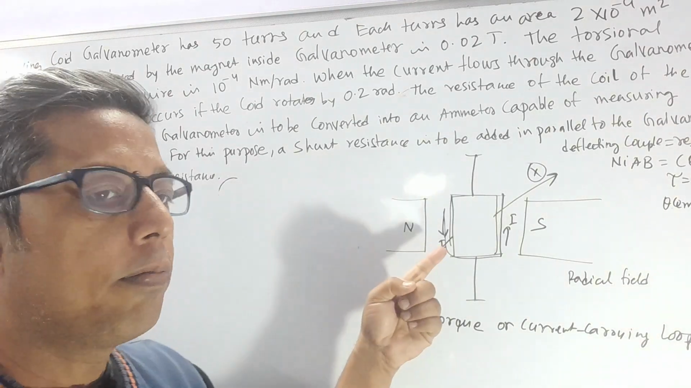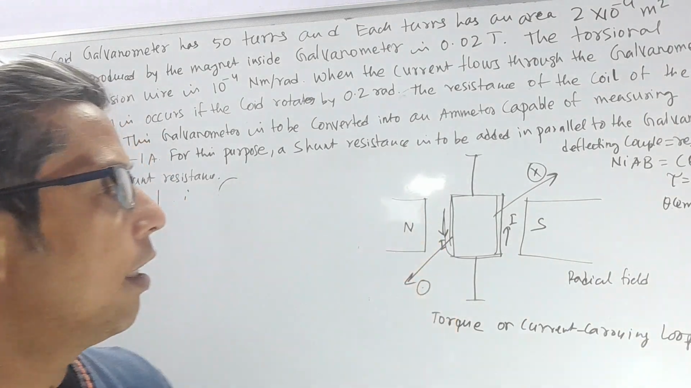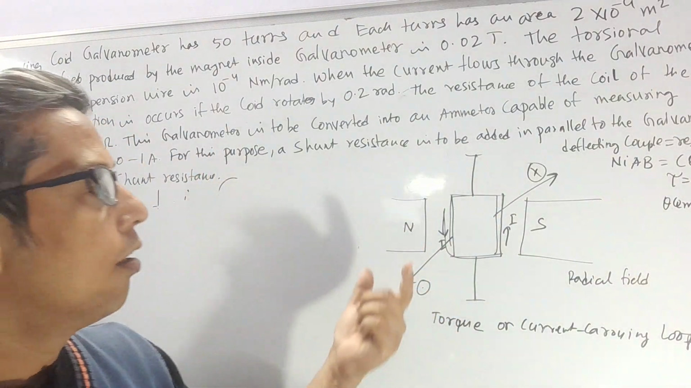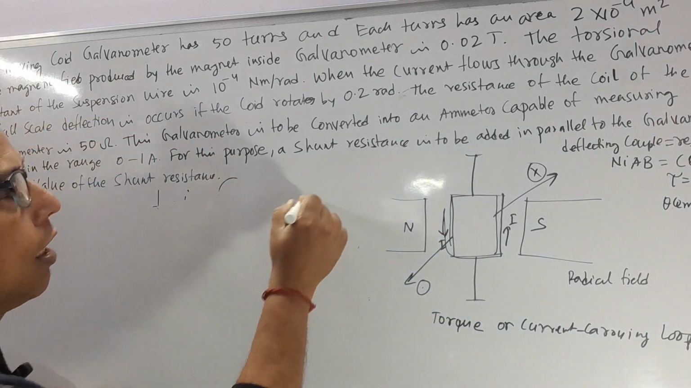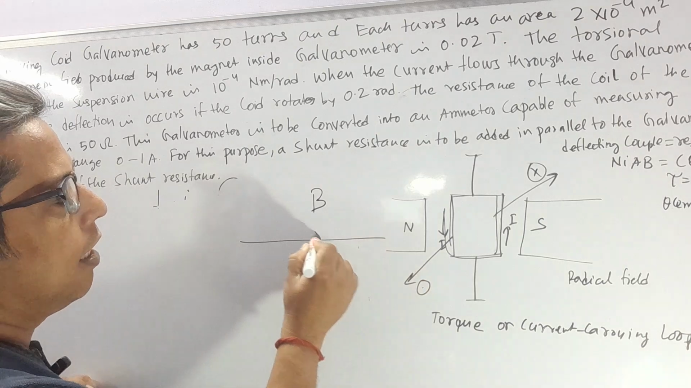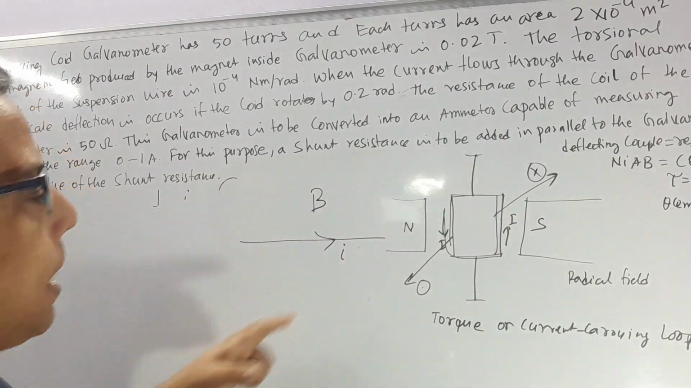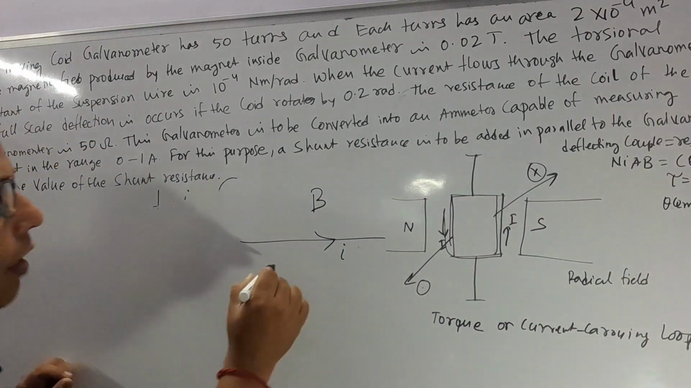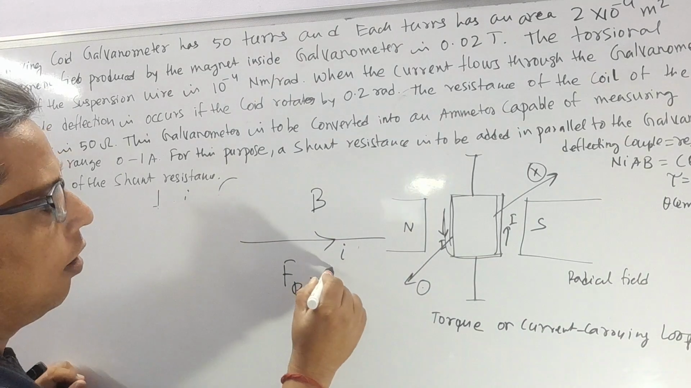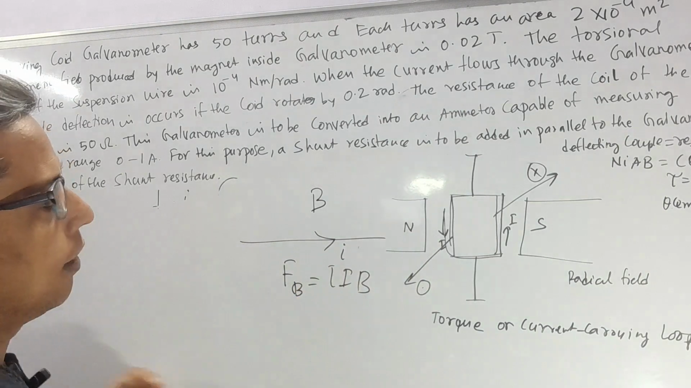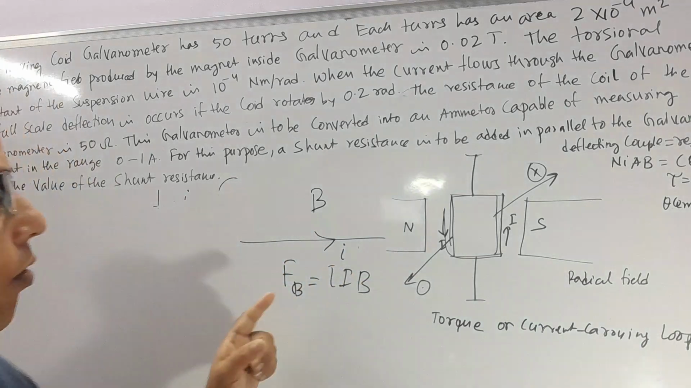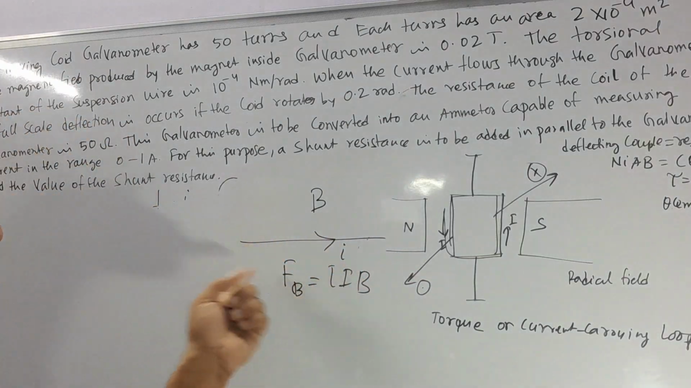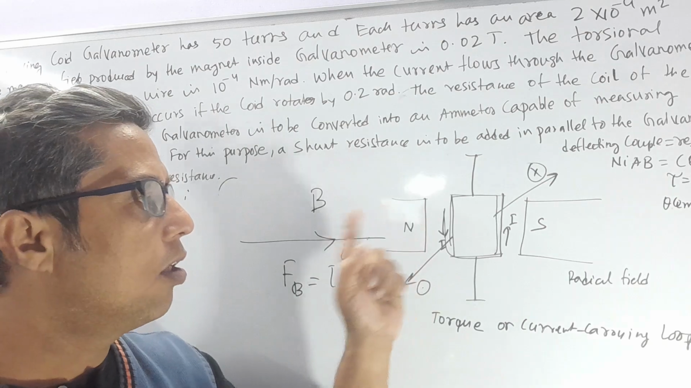Whenever a current passes in the coil, as you know, a current carrying conductor placed in a magnetic field, let's say a magnetic field is present and the current I is passing through this conductor, will feel a magnetic force. That force FB is equal to LIB, where L is the length, I is the current, B is the magnetic field. This is the force faced by a conducting wire in the presence of a magnetic field. The same technology we are applying here.